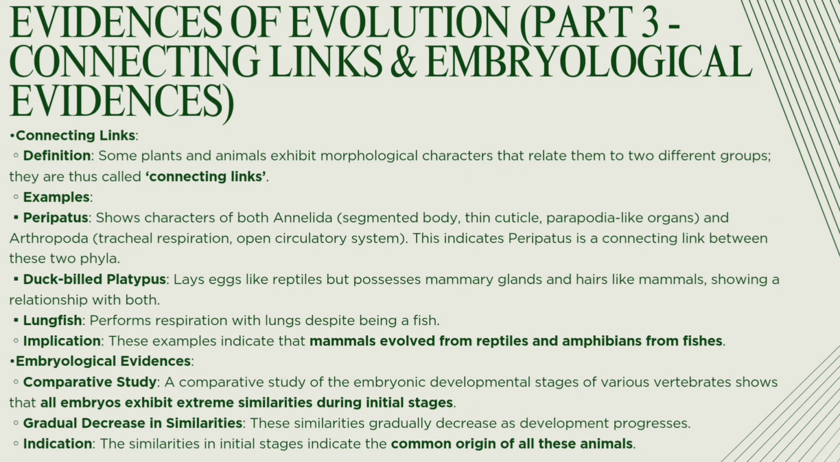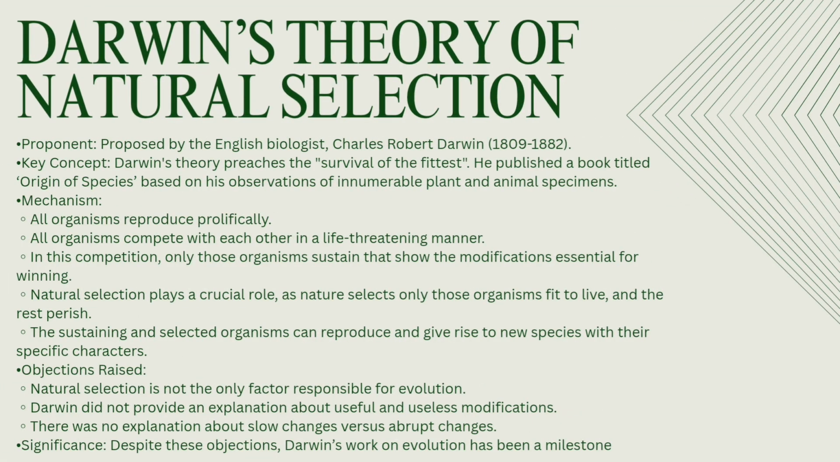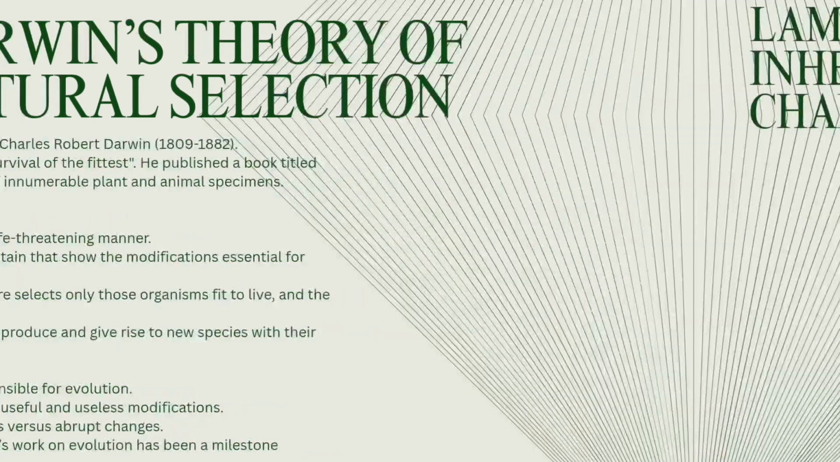Connecting links like Peripatus and the platypus show features of two groups. Embryology shows that embryos of different vertebrates look similar in early stages, indicating a common origin. Darwin's theory of natural selection explains evolution as survival of the fittest. Organisms with favorable traits survive and reproduce. Though not perfect, this theory was a milestone in evolutionary science.